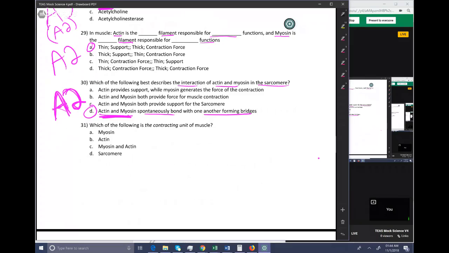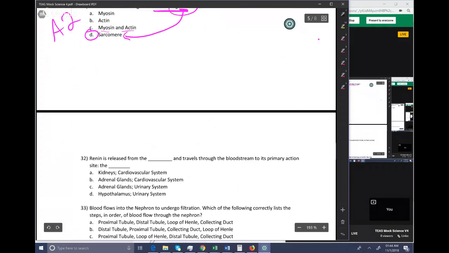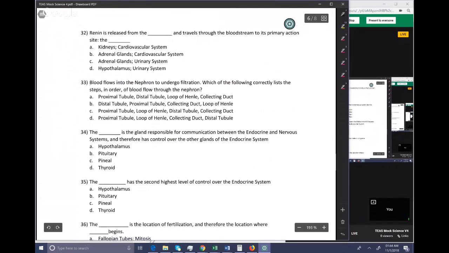Which of the following is the contracting unit of muscle? Again, by now you're probably getting very, very good at recognizing these terms. When they say unit, that's the sarcomere, which is made up of myosin and actin and a couple of other things. So again, if it's contracting unit, that's the only word we can use. It is not the same thing to say myosin and actin. That does not make it a sarcomere just because you have those two things.